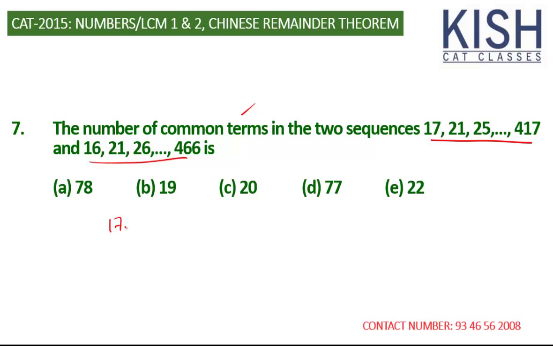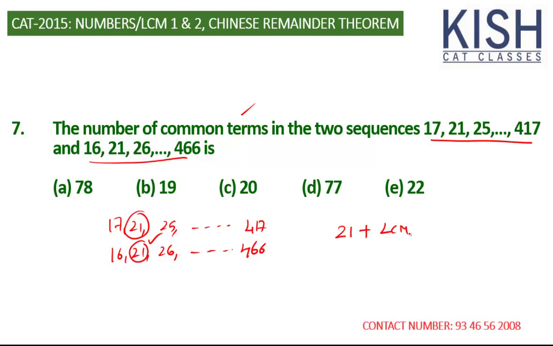Here the progressions are 17, 21, 25 and up to 417. The next one is 16, 21, 26, and so on up to 466. Now you can see that the first common term is 21. So it is the first common term plus the LCM of the divisors. What is the divisor here? That is the most important one. The divisor is nothing but the common difference. Here the common difference is 4 and here it is 5. So it means the LCM of 4 and 5, into K. That means 21 plus 20K.